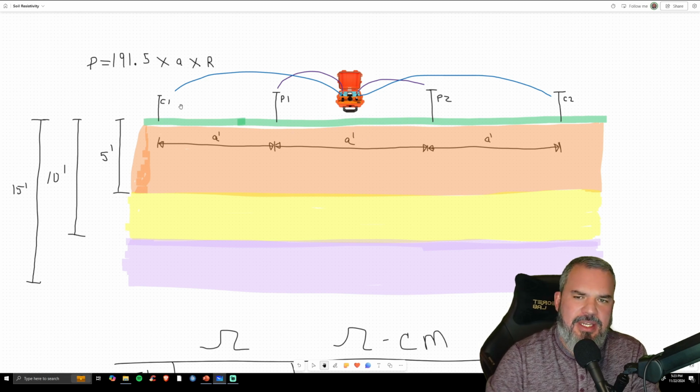You'll notice that each one of these pins I have in the ground is labeled C1, P1, P2, C2. This particular meter has ports on it labeled C1, C2, P1, P2. So it's very specific about which pin you connect to which port or terminal on the meter. Okay, it's very easy to follow.